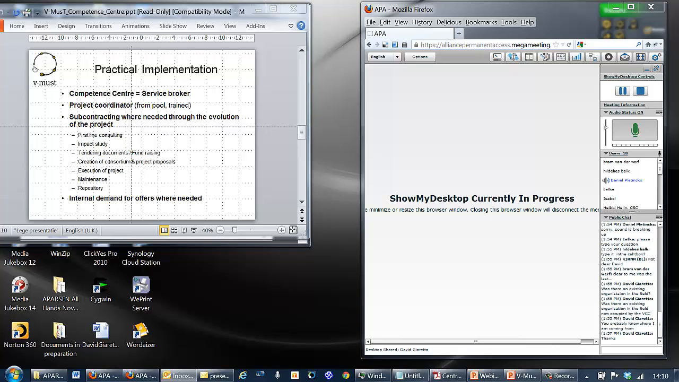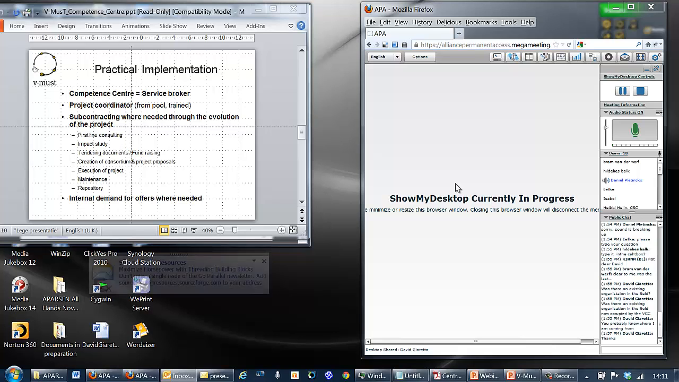The core of such an implementation are project coordinators. This is really the Achilles heel to do these things. And we will train a large pool of project coordinators that can help a project go through these different stages from beginning to end, from conception to implementation to maintenance.